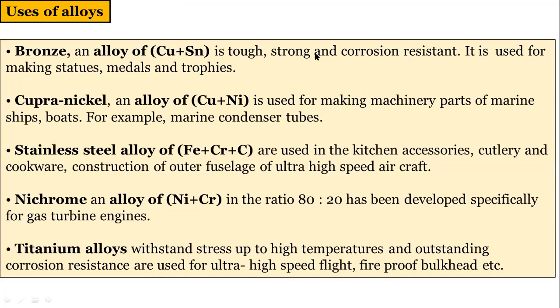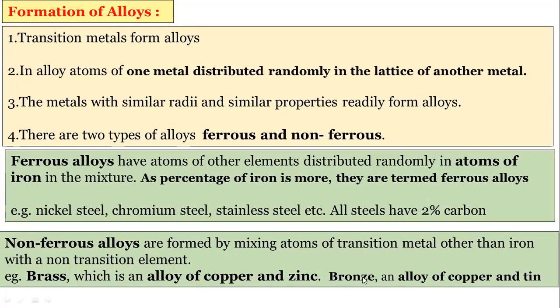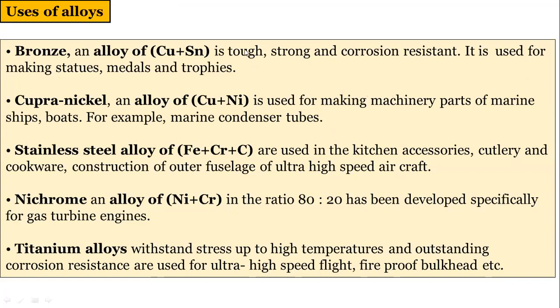Then the uses of alloys, it is also very important for examination purposes. They will ask, write the uses of bronze. So bronze, it is an alloy of copper and tin. Already we learned here. Copper and Sn, it is very tough, strong. Corrosion resistant means it does not undergo corrosion. So it is used for making different statues, medals, trophies.